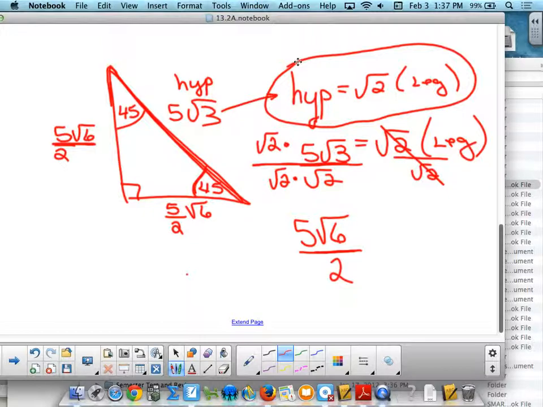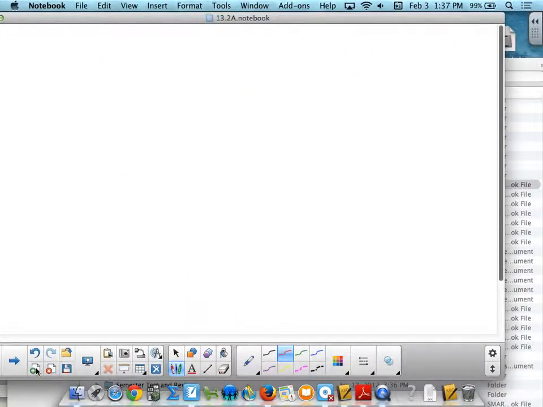What's left? 30, 60, 90. Okay, let me go back to geometry just a little bit. What does it mean when I go like this? Isosceles triangle. All the sides are the same. It's equilateral, isn't it? All sides are the same? Okay, what does this mean?